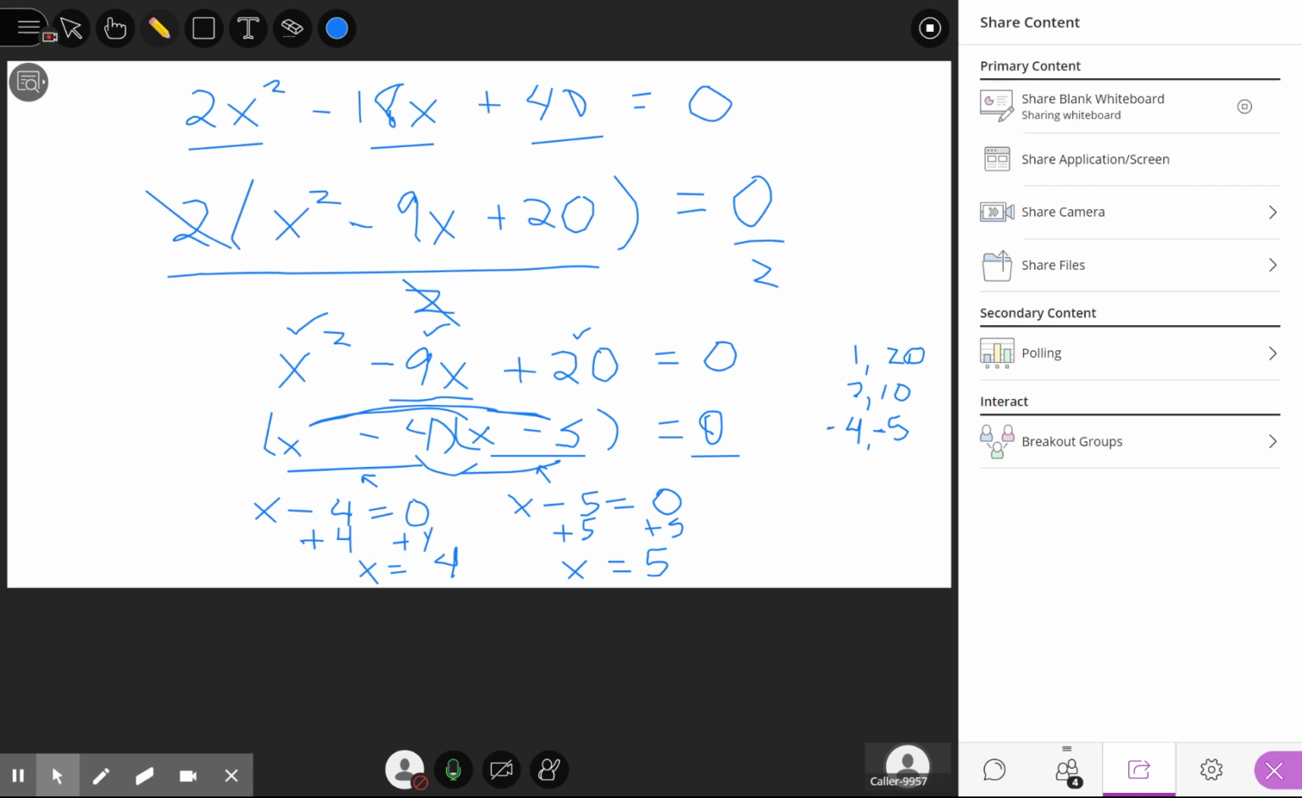So what we put into the graphing calculator was on the left-hand side. We had put this in right here in factored form. We had put in 2 times x minus 4 times x minus 5.